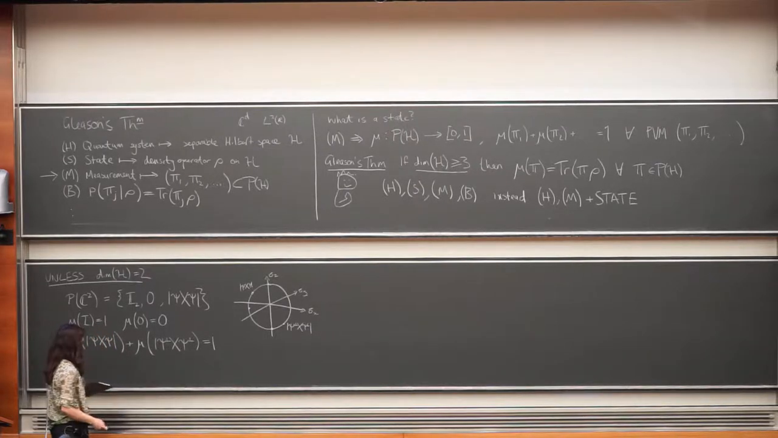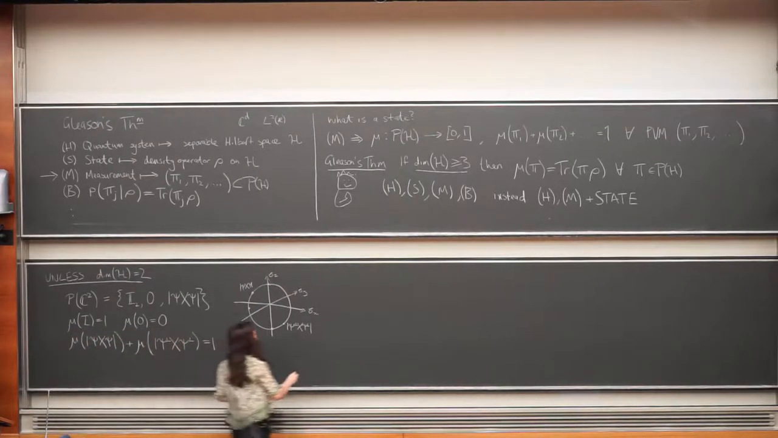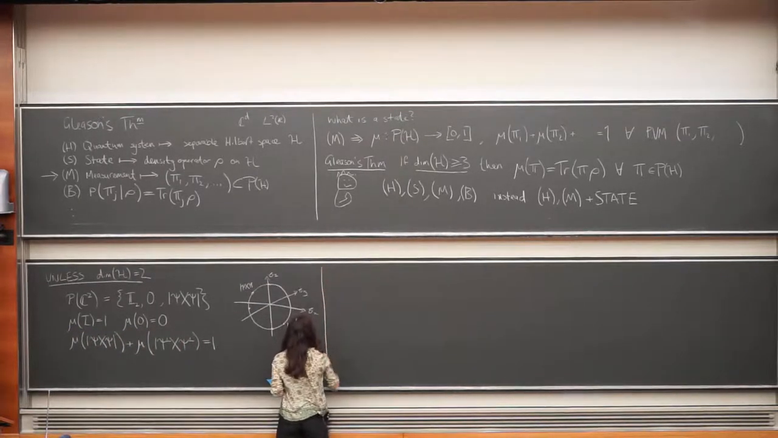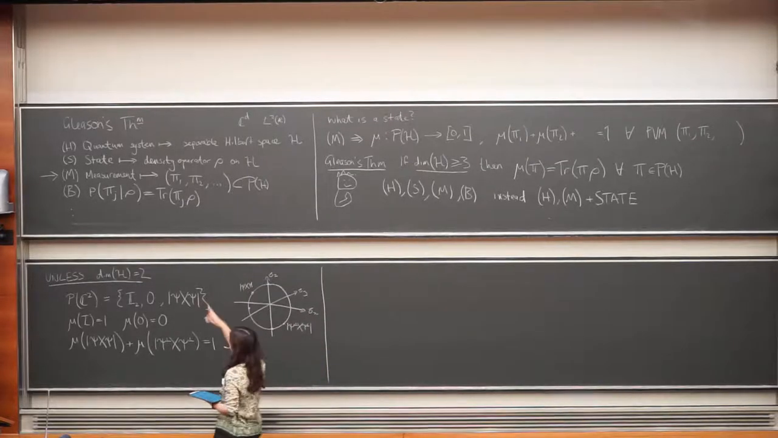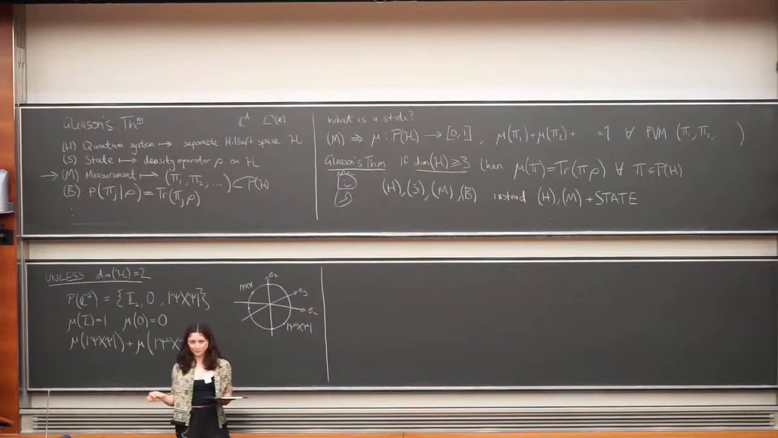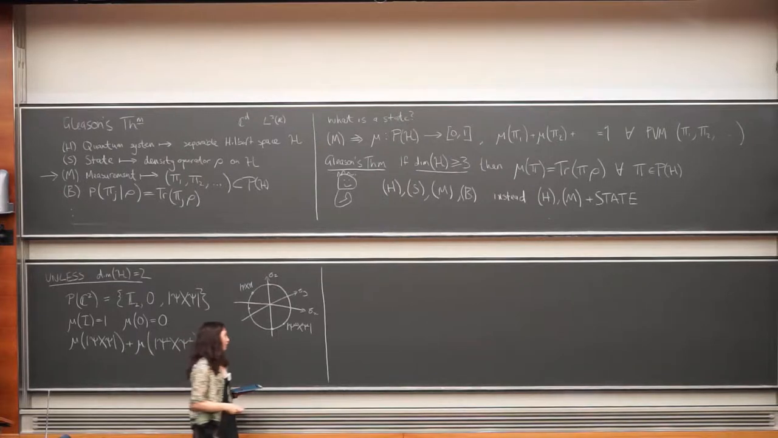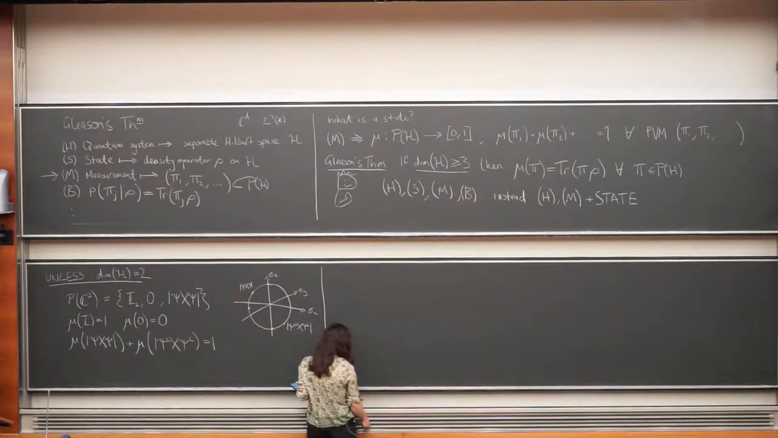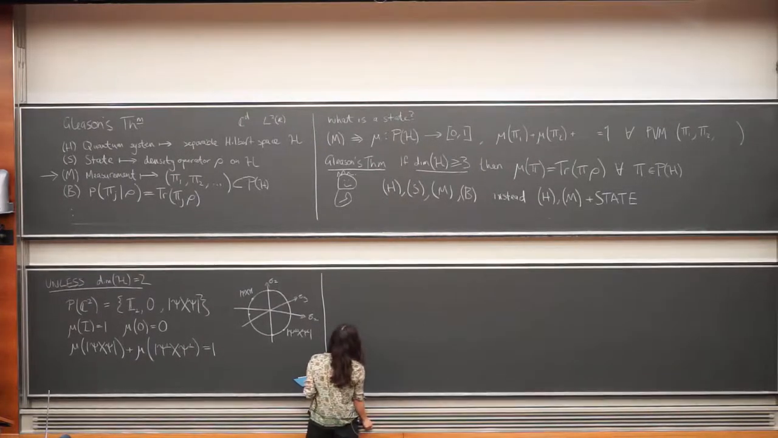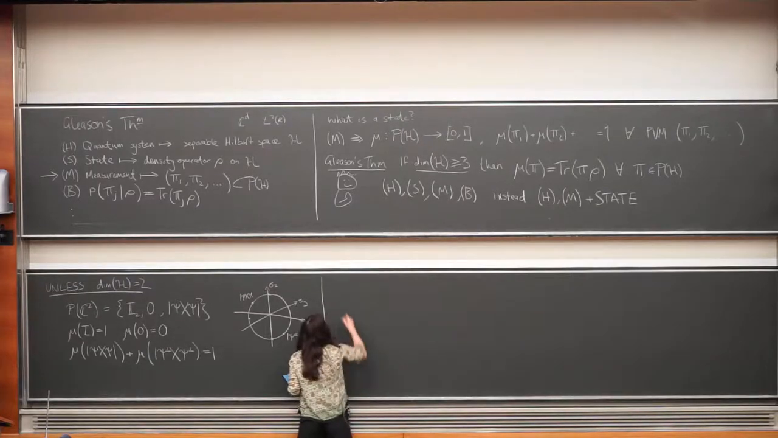Okay, so dimension two doesn't work. And we're very sad. Okay, so what can we do about that? So we can replace our postulate M, where we were thinking about projective measurements, by a postulate that I'll call GM for generalized measurement.